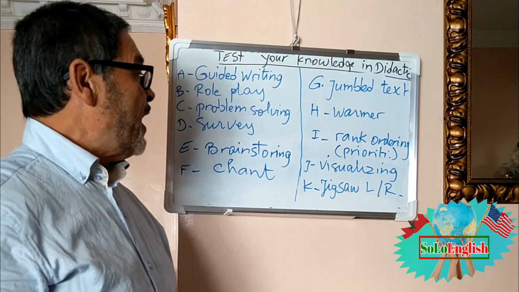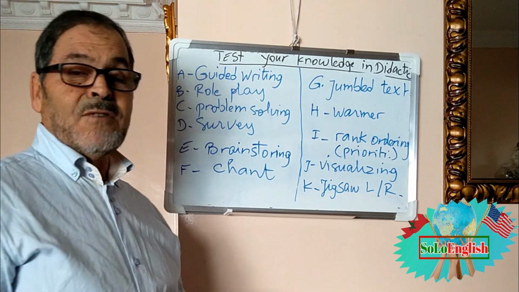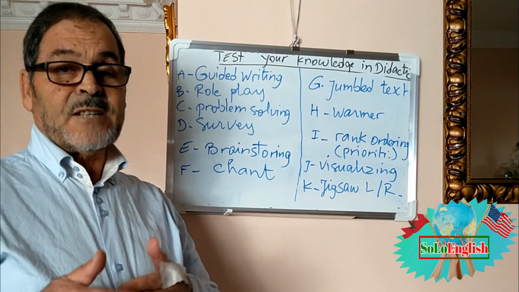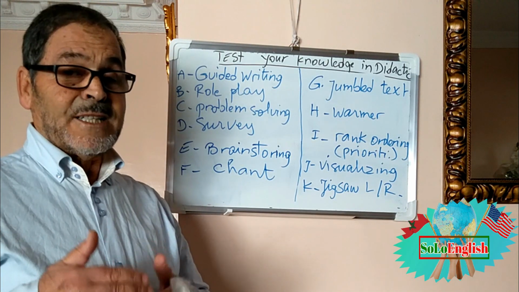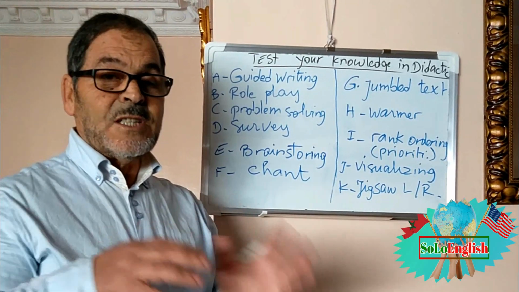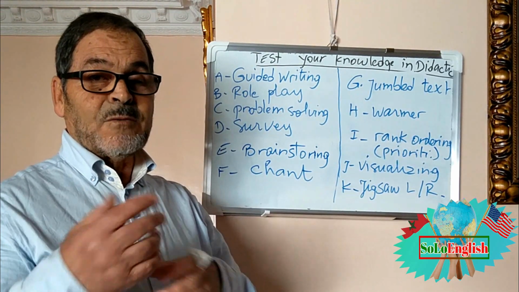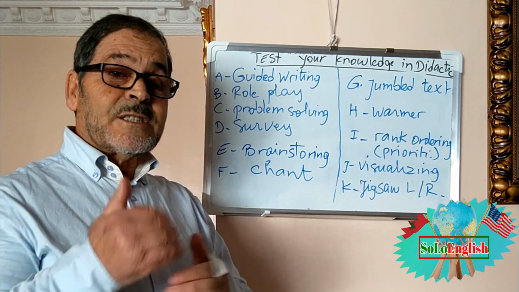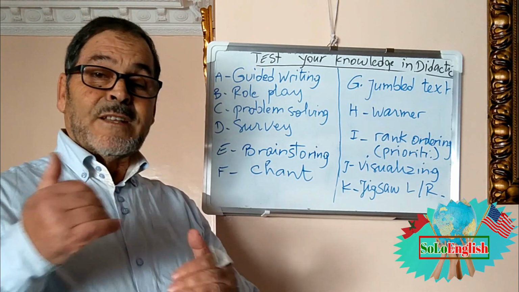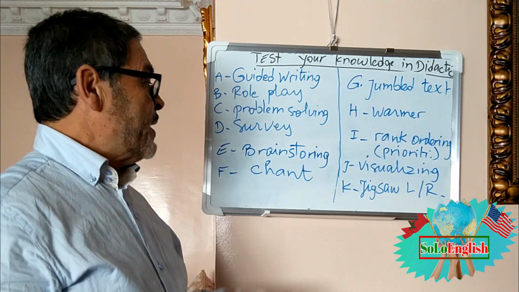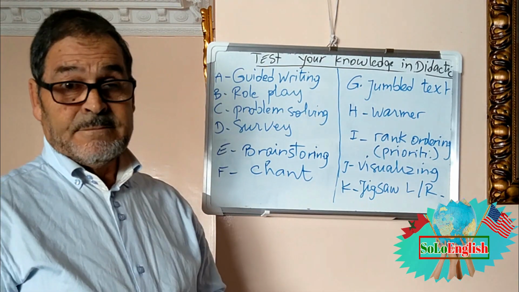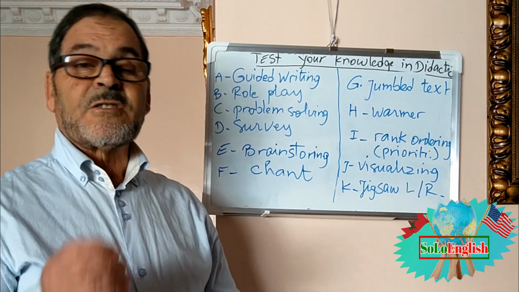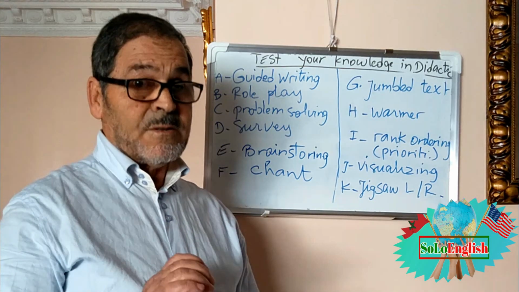I, rank ordering or prioritizing, when we set a project or we want to write, for example, a magazine, and students agree on which topic we are going to talk about and which one we put at the beginning, or second or third or fourth. There is a rank. And J, visualizing, and K, jigsaw listening or jigsaw reading, mainly jigsaw reading.